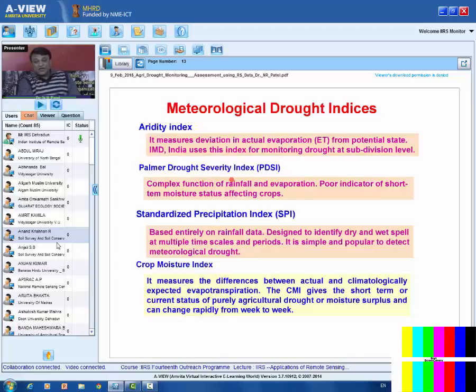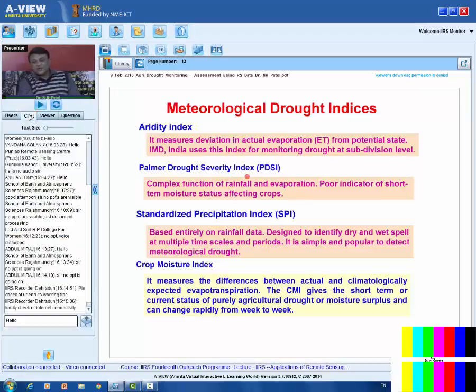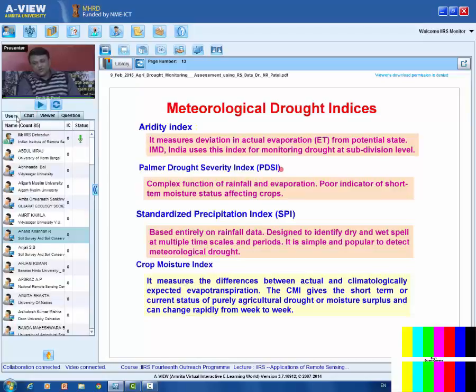But the Palmer drought severity index is widely used by the United States of America in their drought mitigation program. This is an index which is more complex and is a function of rainfall and evaporation, but it is a poor indicator for agricultural drought, or short-term drought, because it mostly takes into account a weighted function. It is better useful for large, long-term drought like hydrological drought or some meteorological drought.